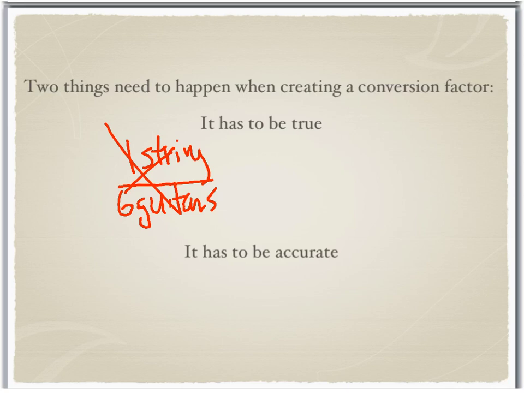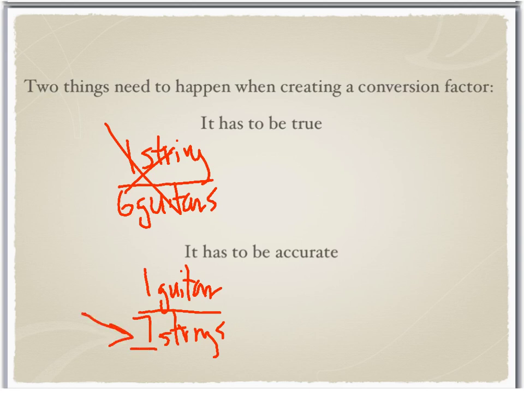The other thing is it has to be accurate. What if we said 1 guitar has 7 strings? Here, we won't get the right answer because 7 is the incorrect number here. So conversion factors have to be true and they have to be accurate. They have to express the correct relationship between the 2 things we're comparing.